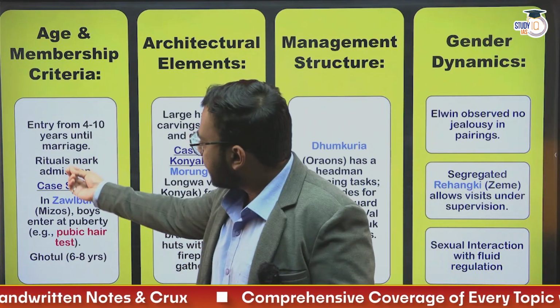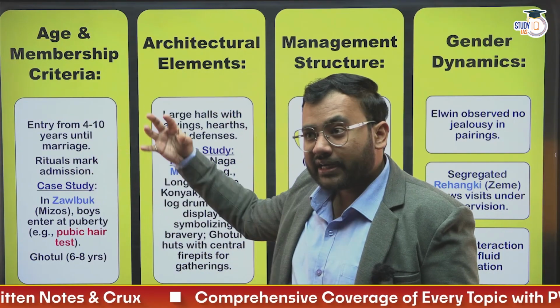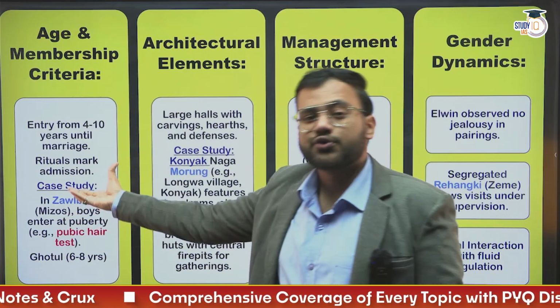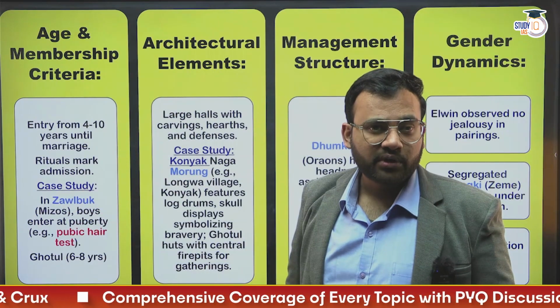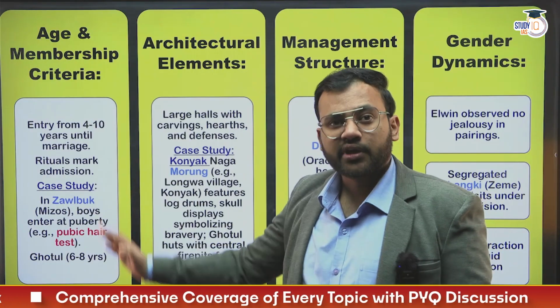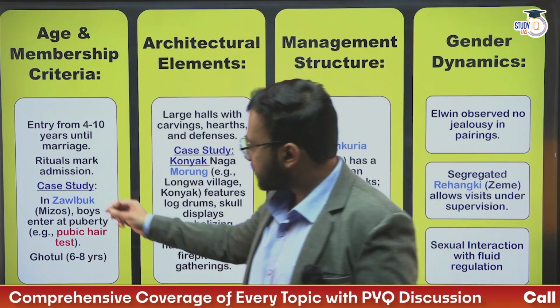In some of the groups it is quite early also. For example, in some cases, entry has been seen at the age of 4 to 6 years also. It is not that common, usually rare, but it has been noted and documented in anthropological research.